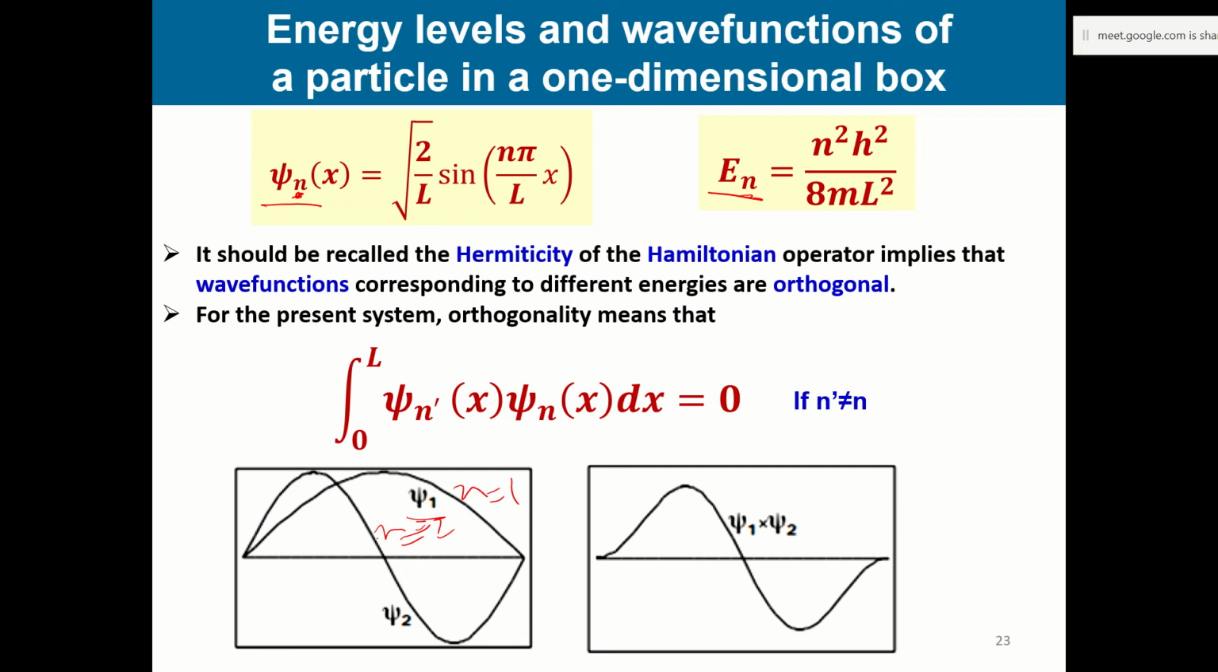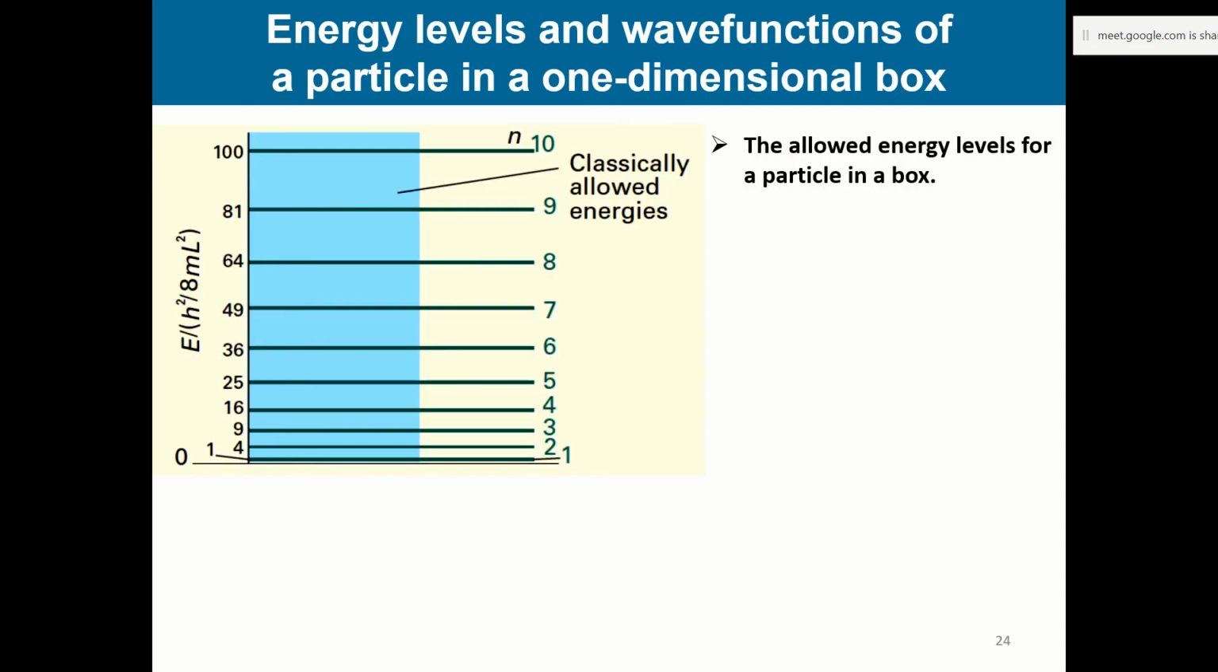That means the product of psi 1 and psi 2 into dx, integrated over the entire limits 0 to L, should be 0. That is also something we can see from the area under the curve. So this one and this one, this is the product. If you multiply graphically, the product will look something like this, psi 1 into psi 2, and integrating over the area gives you 0.